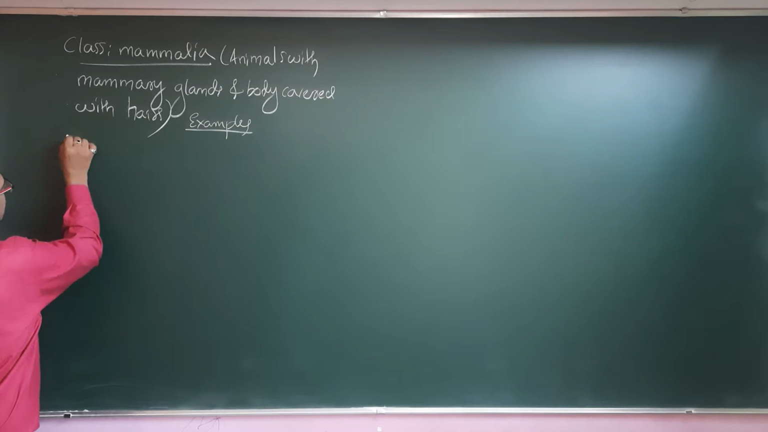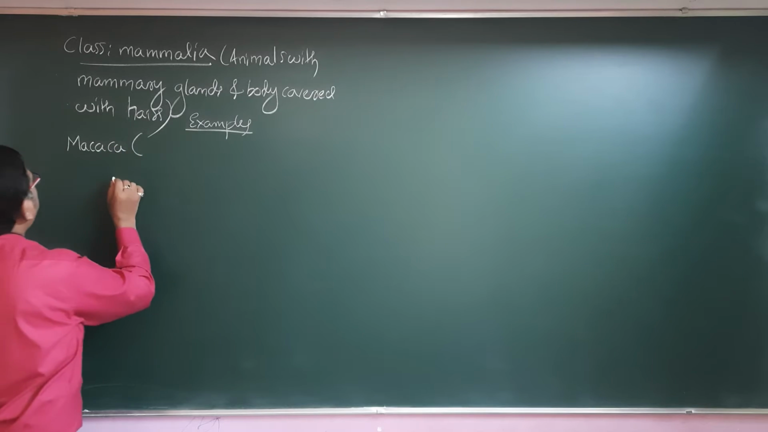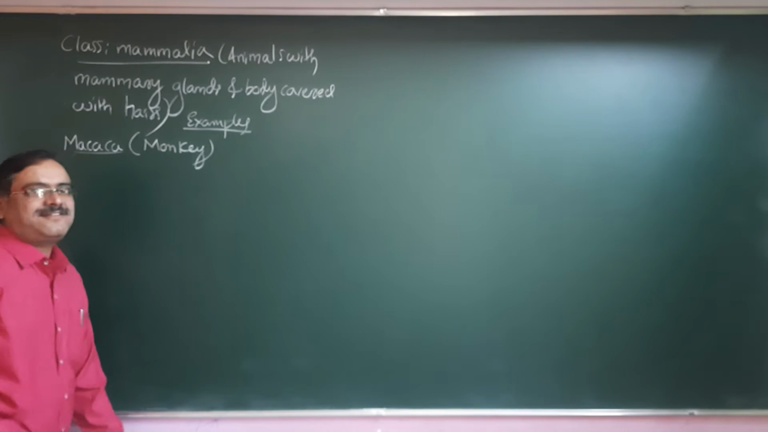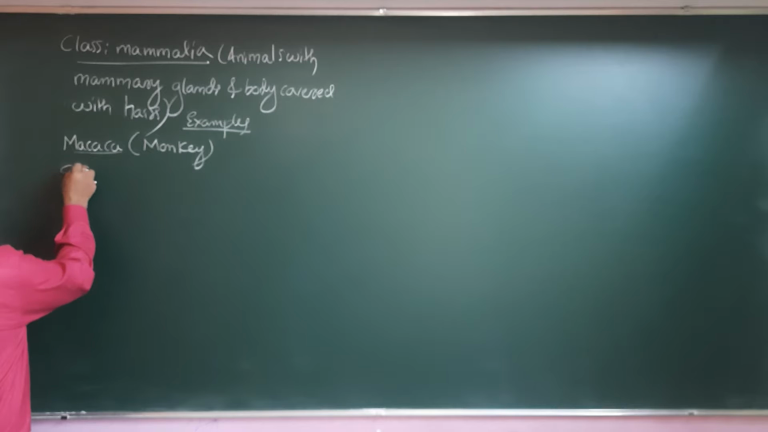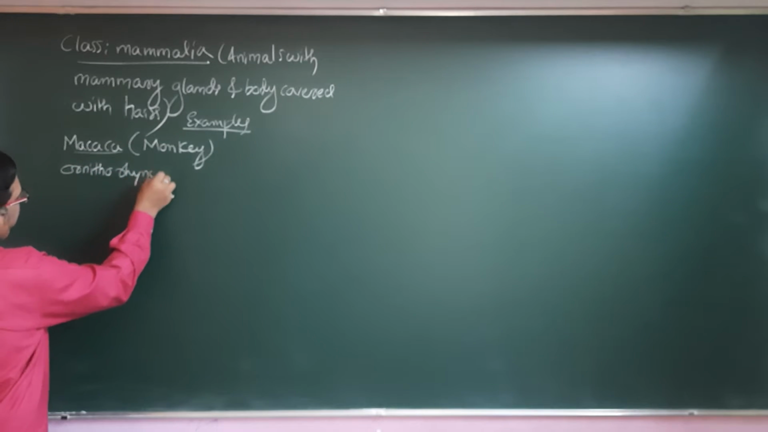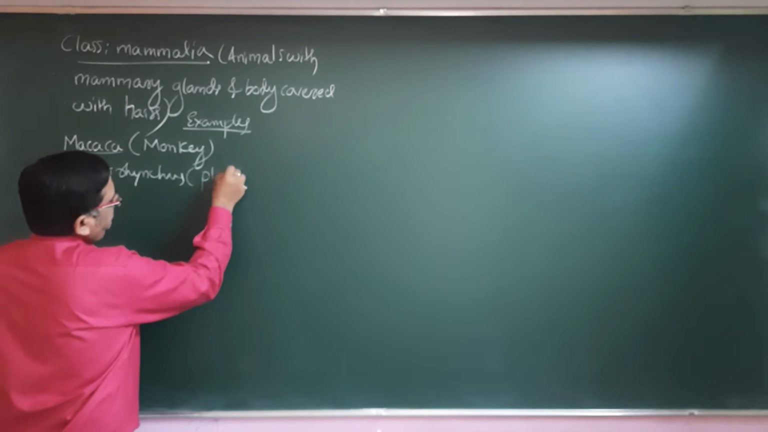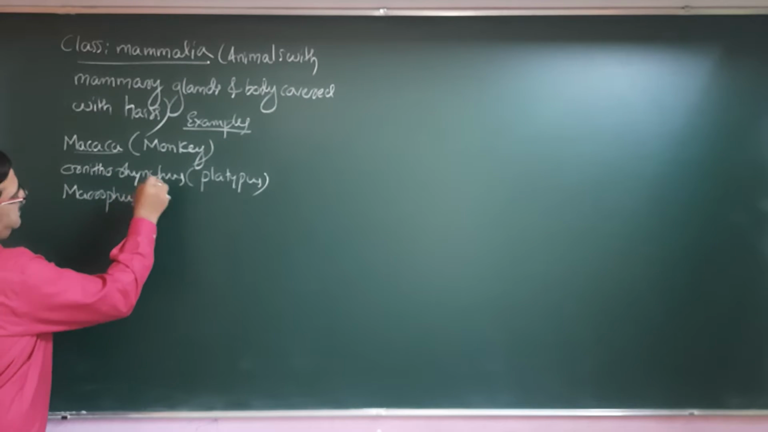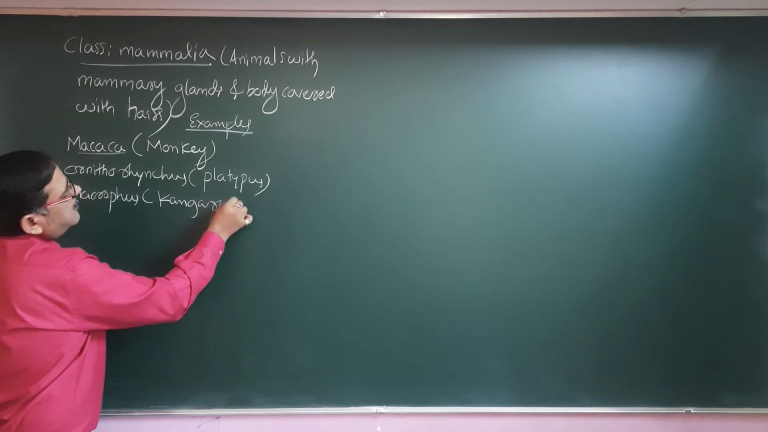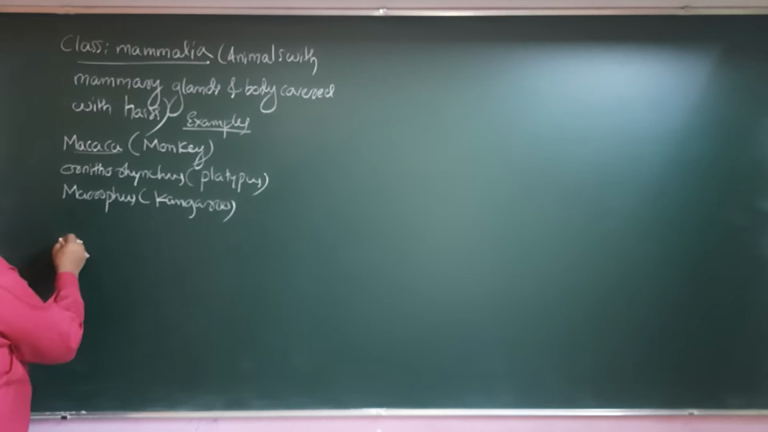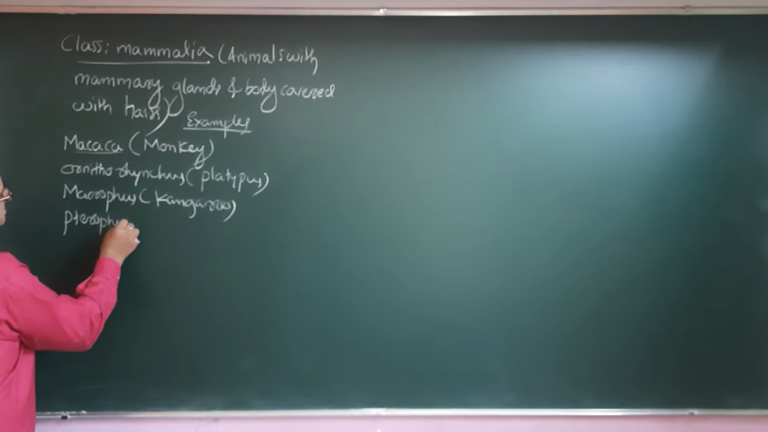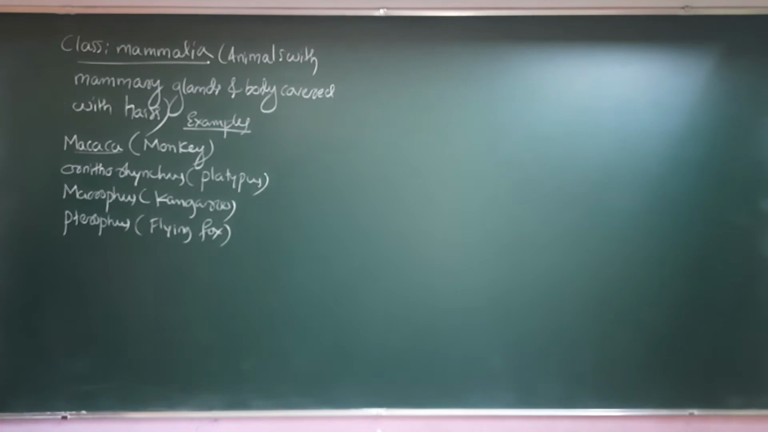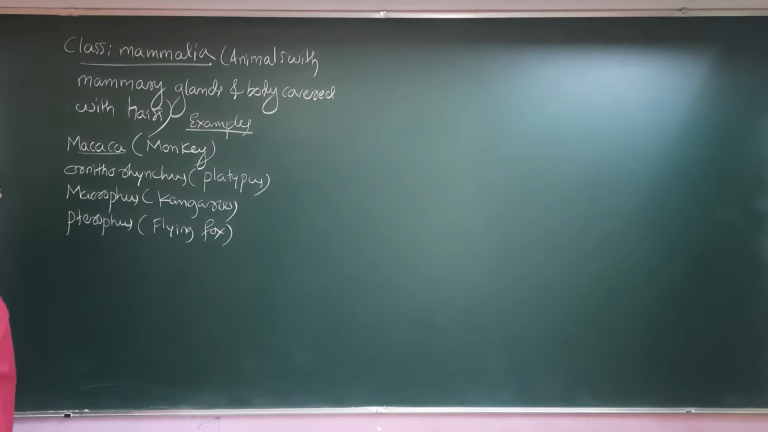One is Macaca. Sometimes we call it sabka kaka. Macaca means monkey. We are all descendants of these monkeys only. Then Ornithorhynchus. What is this? It is the duck-billed platypus. Then there is one more, Macropus, it is the kangaroo. And then there is one more example, Pteropus, which is mainly the flying fox. It is not a big fox, it is a kind of bat. Flying fox we can call it.